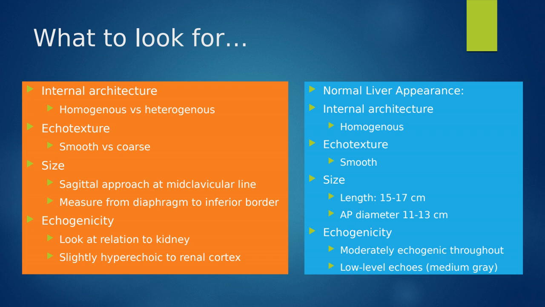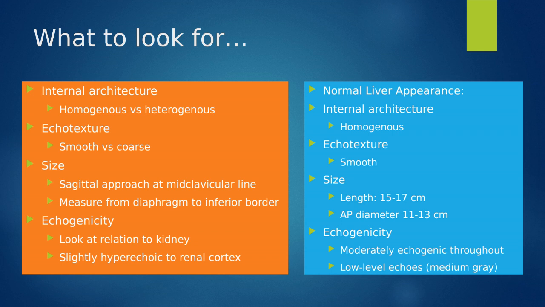What are we looking for? We're looking for the internal architecture. So the normal internal architecture of the liver should be homogeneous. We're looking for the texture. Is it smooth or is it coarse? Obviously, our liver should be nice and smooth. The size in sagittal, we need to be measuring from the diaphragm down to the inferior border of the liver, taken at the midclavicular line. Should be about 15 to 17 centimeters.